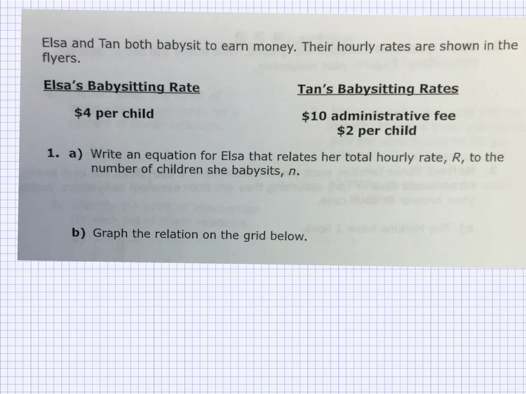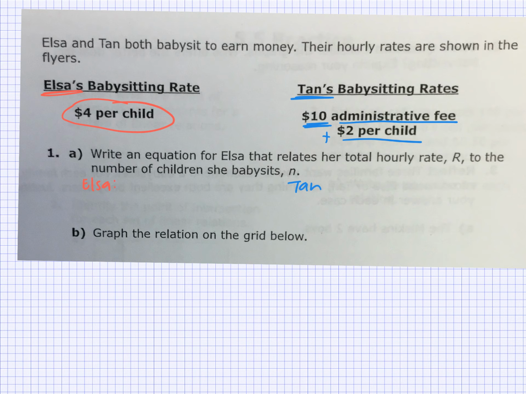Okay, so we have two people that are charging for babysitting. Elsa is charging $4 per child. We're going to be coming up with an equation to represent this, so I want you to think about it for a second. That's Elsa's rate. And Tan is charging a $10 administrative fee plus $2 per child. Right now, I want you to come up with the equation for Elsa and the equation for Tan.